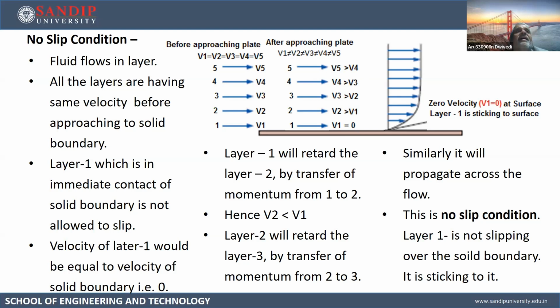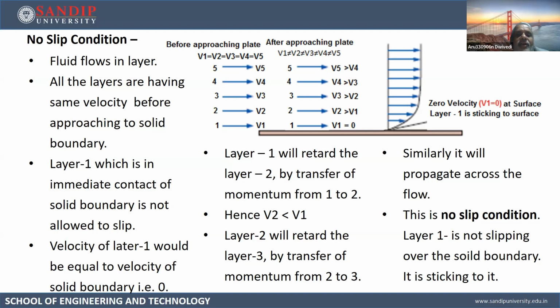in case of the fluid mechanics, that is the no slip condition. I think that this is the last topic which I am going to discuss with you today. No slip condition, because without no slip condition, you cannot solve any problem of fluid mechanics. And it is that the layer which is in immediate contact of the solid boundary will have the velocity equal to the solid boundary.